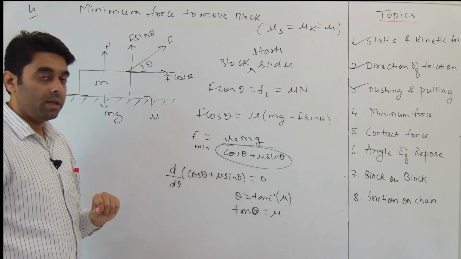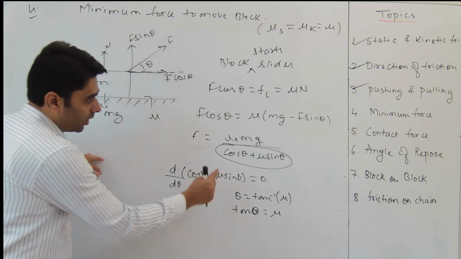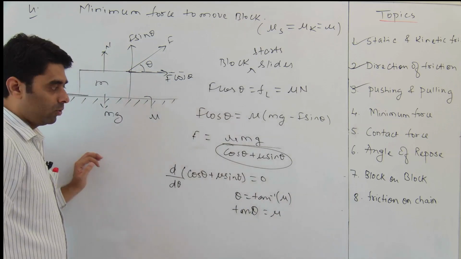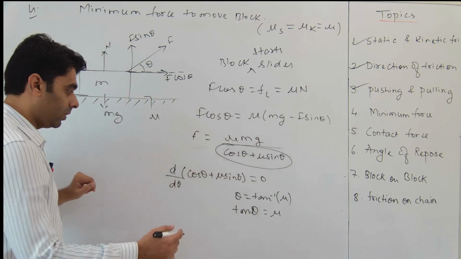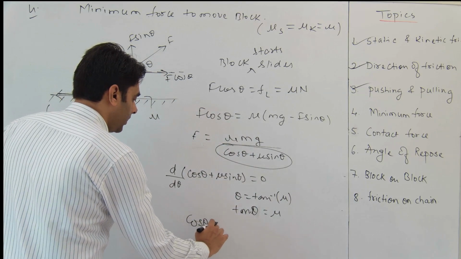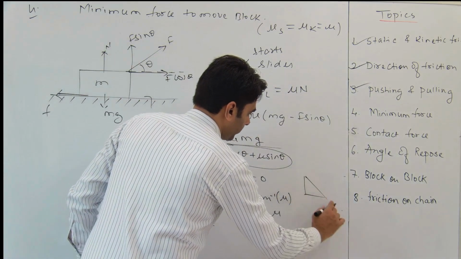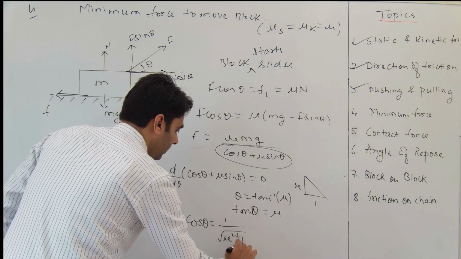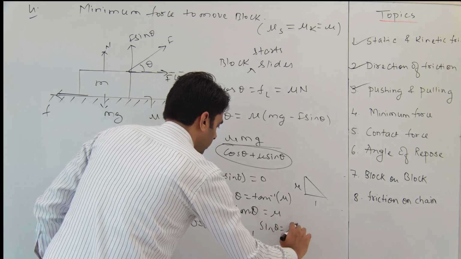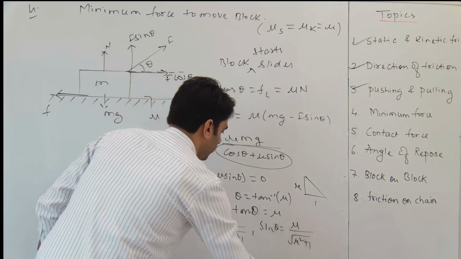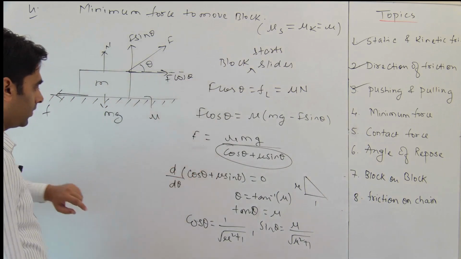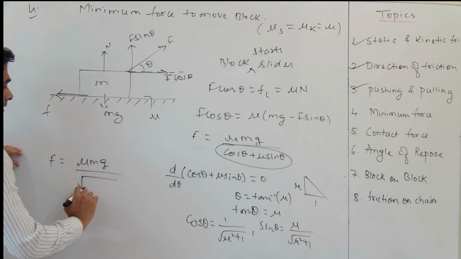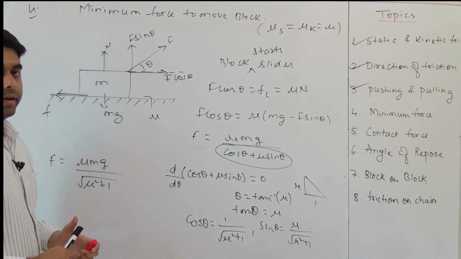Next, we want to find out the minimum force. Once we have got tan theta as mu, we can substitute the cos theta and sin theta values. Cos theta will be 1 by root over mu square plus 1. Sin theta will be mu by root over mu square plus 1. When we substitute sin theta and cos theta in this, our force comes out to be mu mg by root over mu square plus 1. So this is our answer.